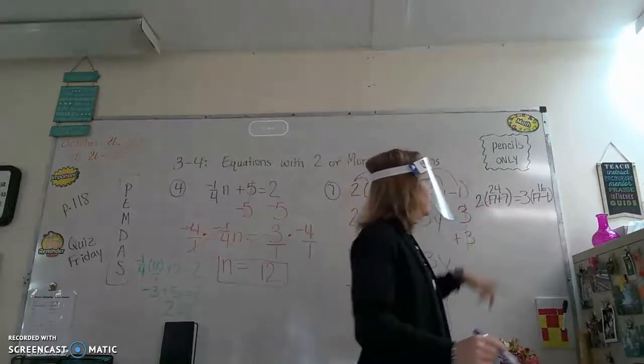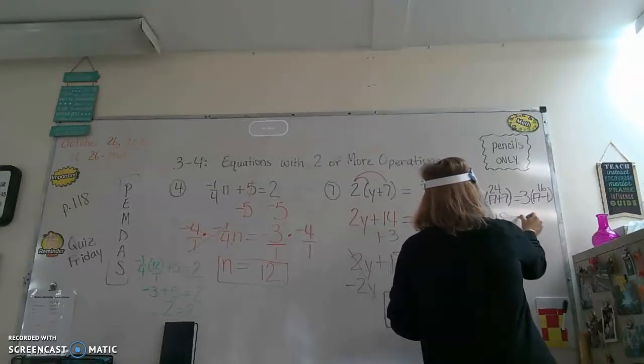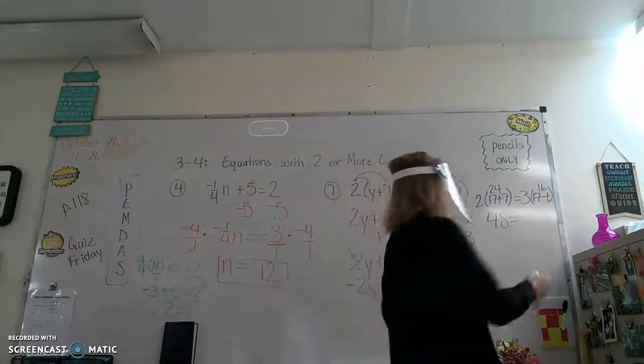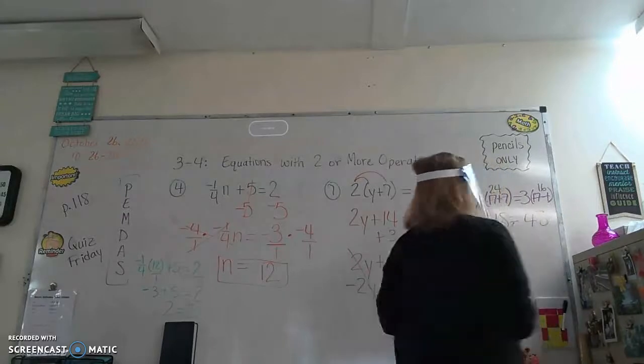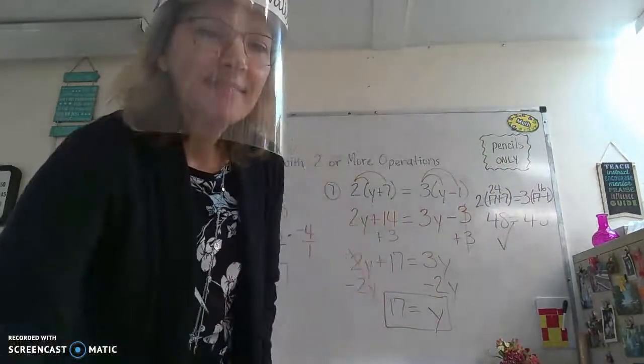Now I can multiply and see if those two are equal. So 2 times 24 is 48. And 3 times 16 is 48. That's the multiplication. I can never remember the multiplication table.